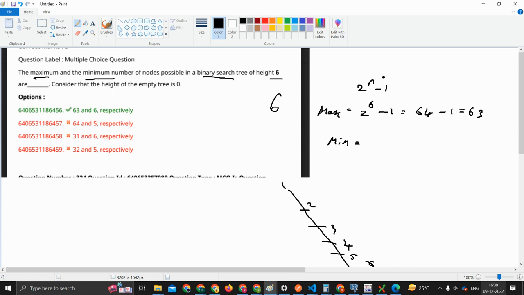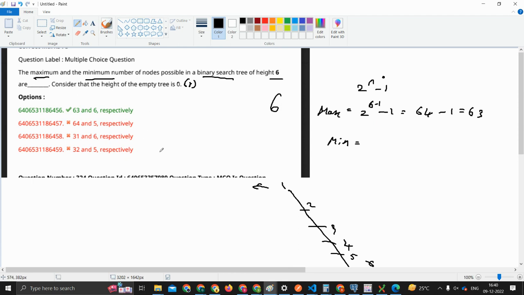Navika, were you able to understand? Yes, I understood this. What if there would have been another case wherein the height of the empty tree is considered 1? Because in Atul sir's class, when I attended the day before yesterday, it said that there could be two cases and it would be given. So if it had been 1, then it would have been 2 raised to power 6 minus 1, minus 1. And this minus 1 would still remain? Yes, that's correct.